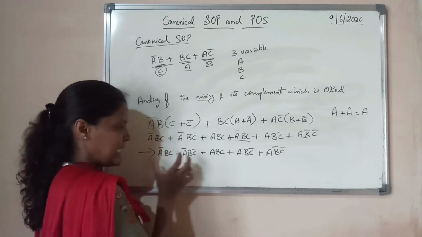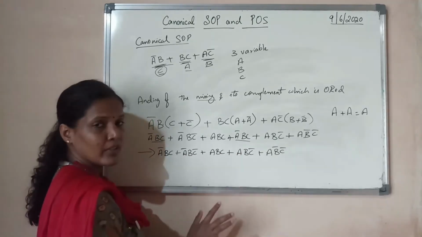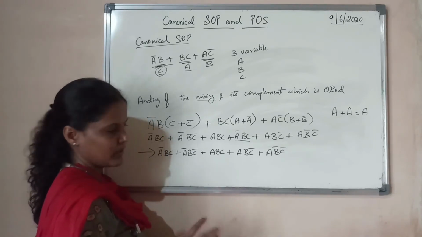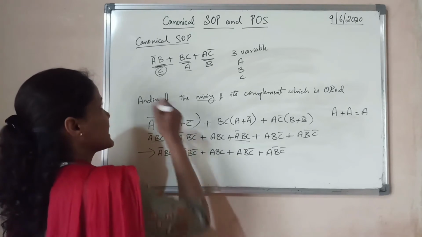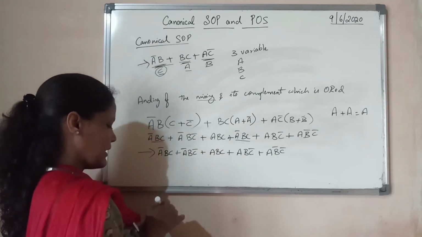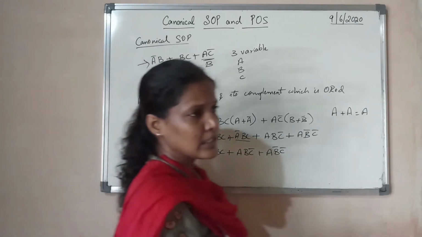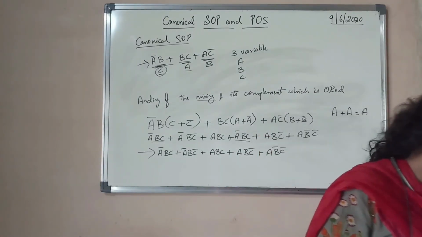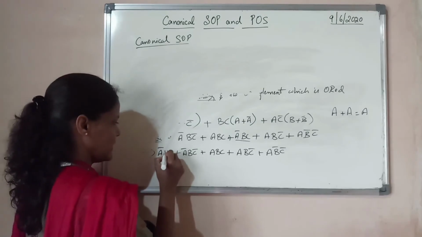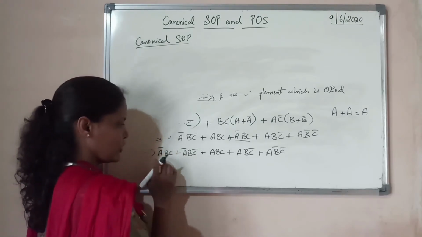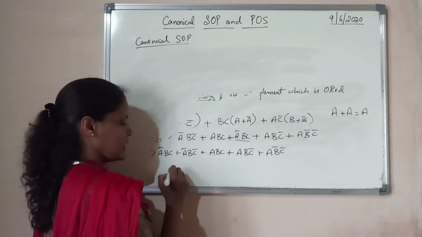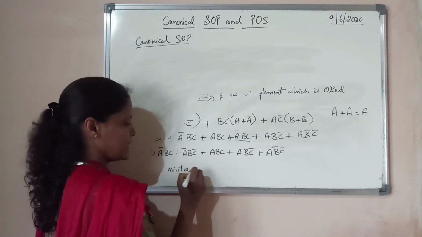In each of the 5 terms, all of the input variables are present either in the complemented form or uncomplemented form. So this was the expression that was given, and we have converted it into the standard SOP, or the canonical SOP. Here each term, I told you 1, 2, 3, 4, 5. There are 5 terms. Each term is called a min term.